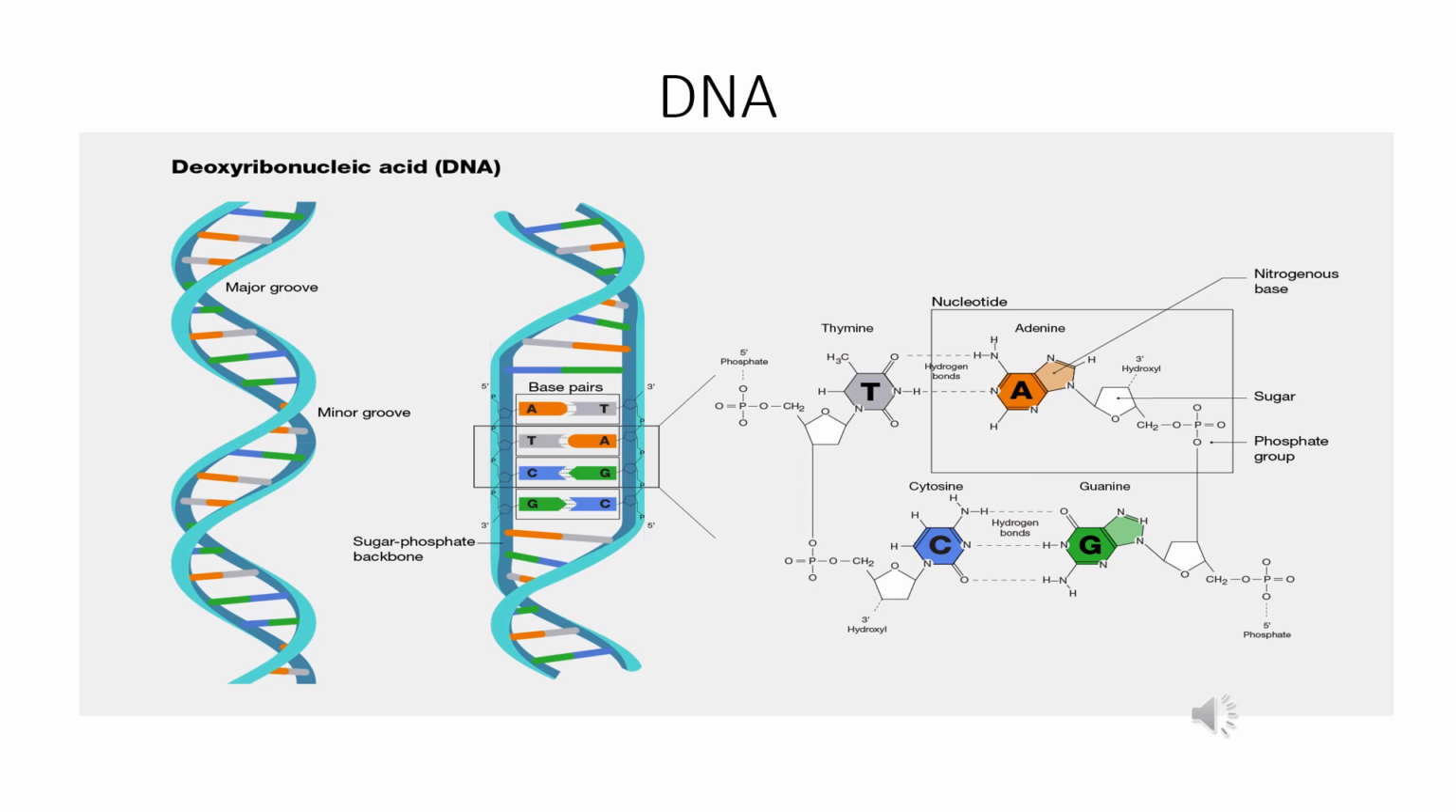DNA is found in both eukaryotic and prokaryotic cells and contains genetic information which is inherited from generation to generation. It exists in condensed and chromatin form to fit into the nucleus.